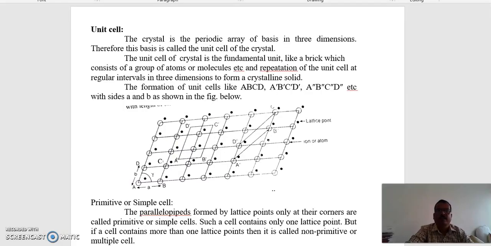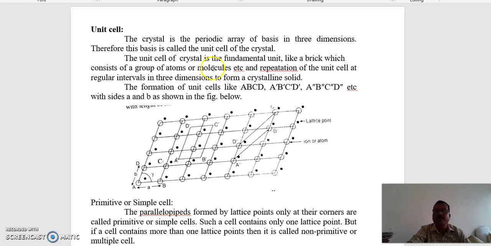Then we see the unit cell. What is meant by unit cell? The crystal is a periodic array of bases. The crystal structure is the periodic array of bases in 3 dimensions. Therefore, this basis is called the unit cell of the crystal.